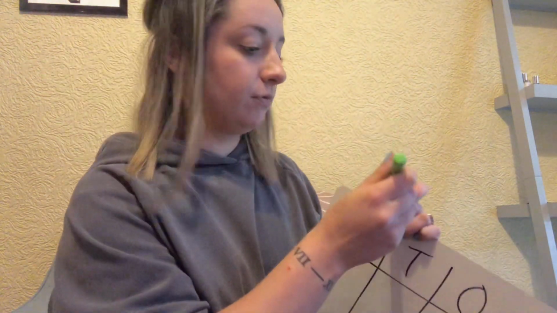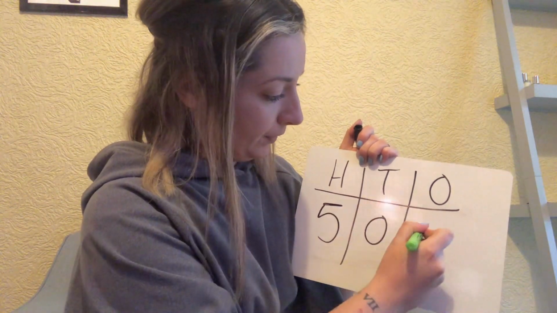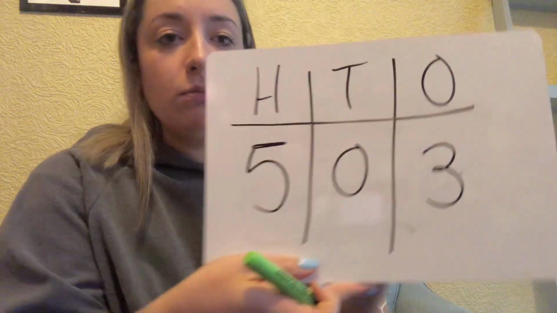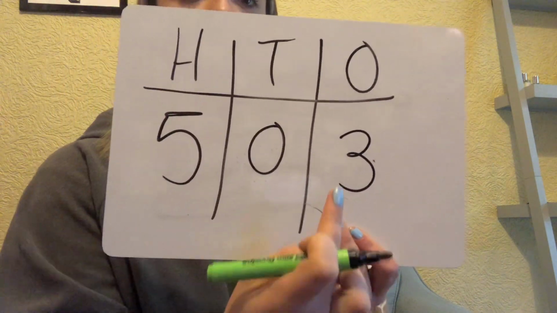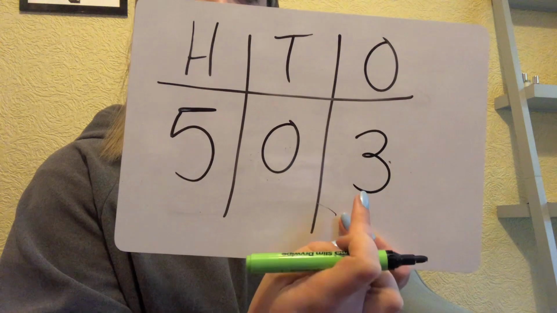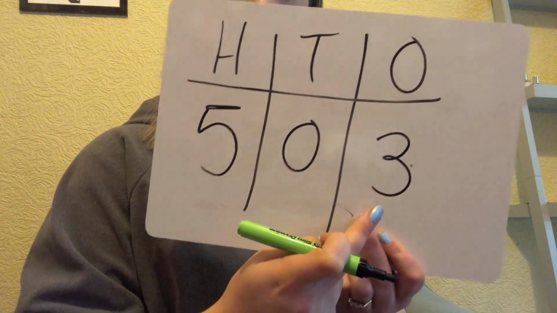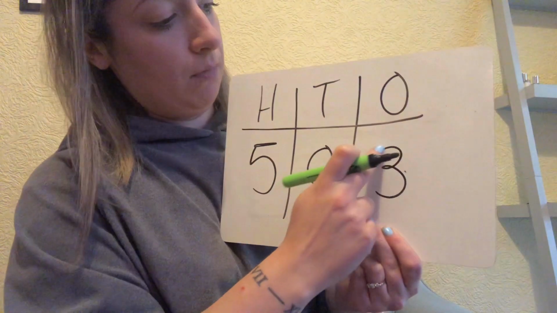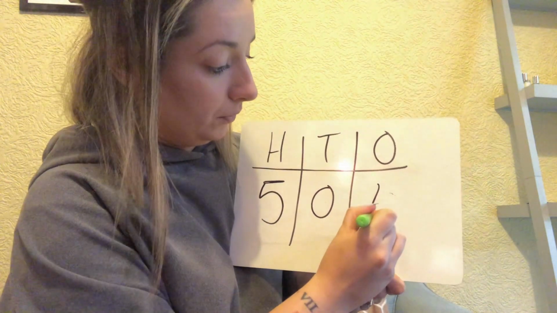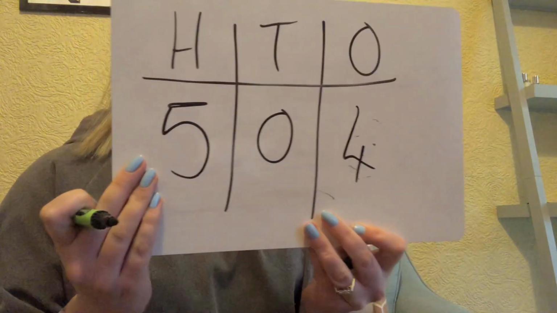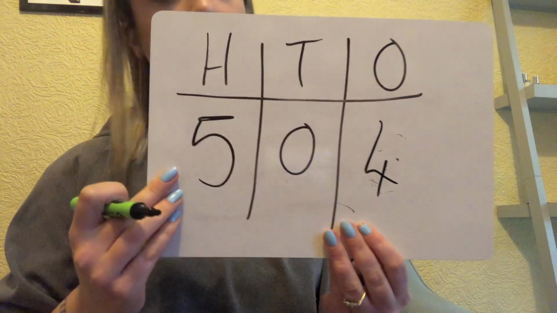And the number was 503. So we had 503. If I'm counting on, I'm going to be looking in this column, and this is going to get 1 greater each time. So the number after 503, we would use 1 more than 3, which we know would be 4. So 504 would come next in the number sequence and on the number line.